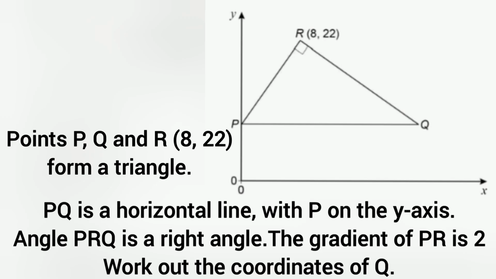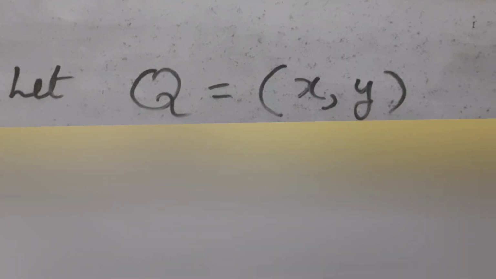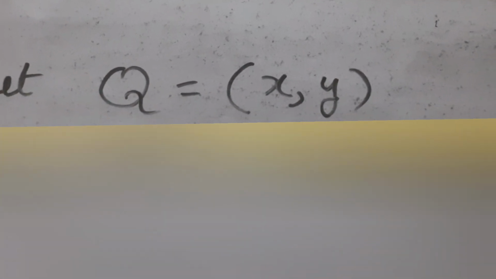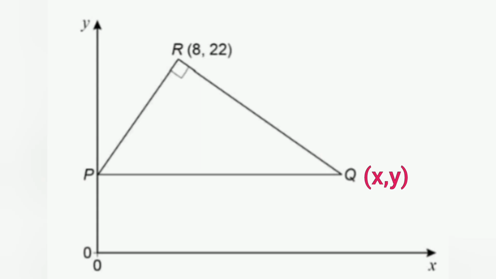We have to find the coordinates of Q. So we assume that Q equal to x comma y. It is given that PQ is a horizontal line, so the y coordinate of P and Q will be the same. Also P lies on the y axis, so we assume that P equal to 0 comma y.